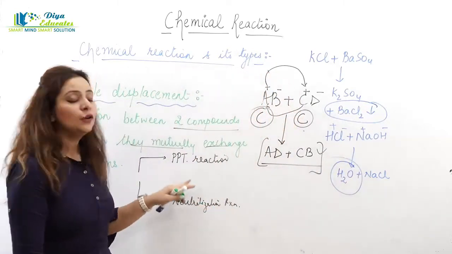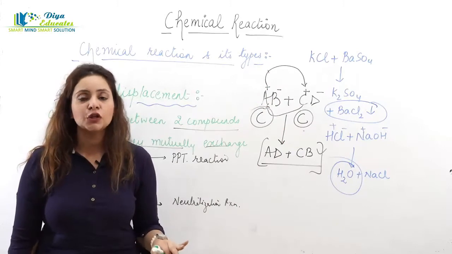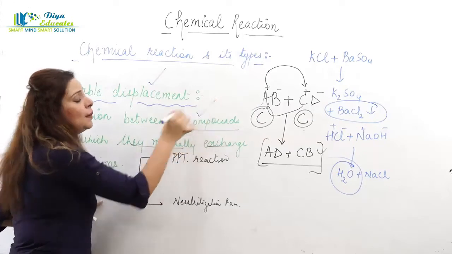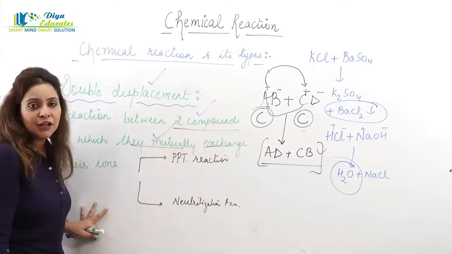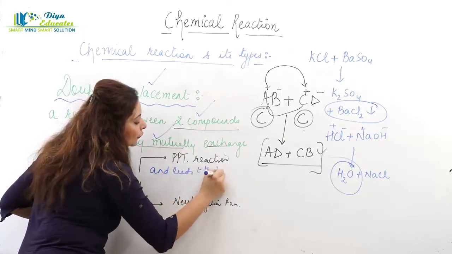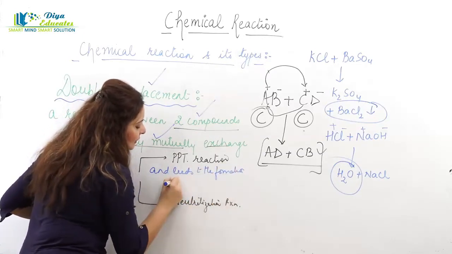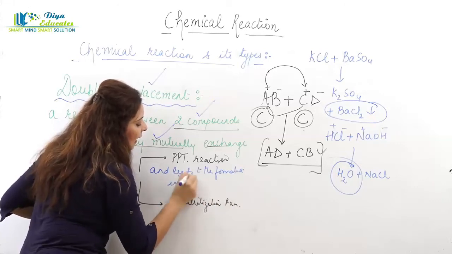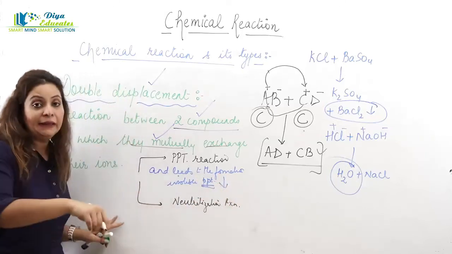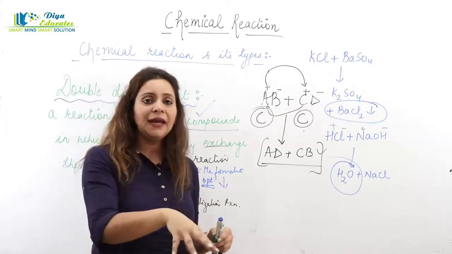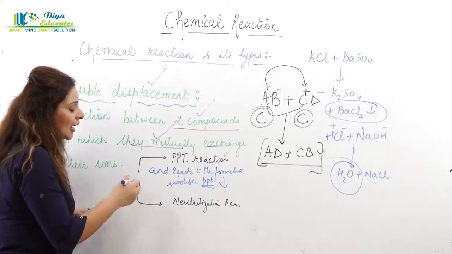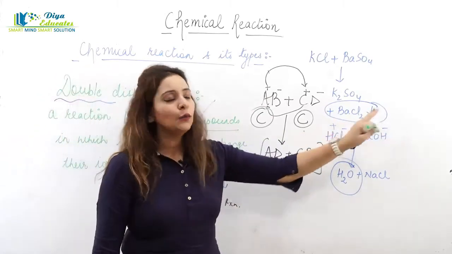So if you get a question, what is a precipitation reaction, you are going to write that it is a kind of double displacement in which two compounds react, they mutually exchange their ions and lead to the formation of an insoluble substance, and that insoluble substance is called a precipitate, which is denoted by the arrow pointing down, which shows that it is an insoluble part, it is going to settle down, right? And as far as examples are concerned, we have already done one example.